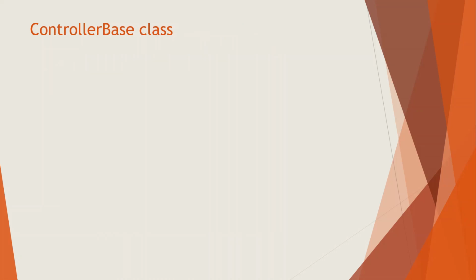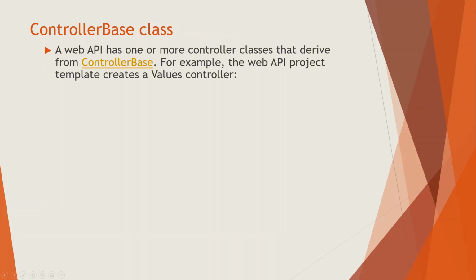So what is a controller-based class? A controller-based class is a base class for controllers, basically. A web API has one or more controller classes that derive from the controller base. For example, the web API project template creates a values controller.